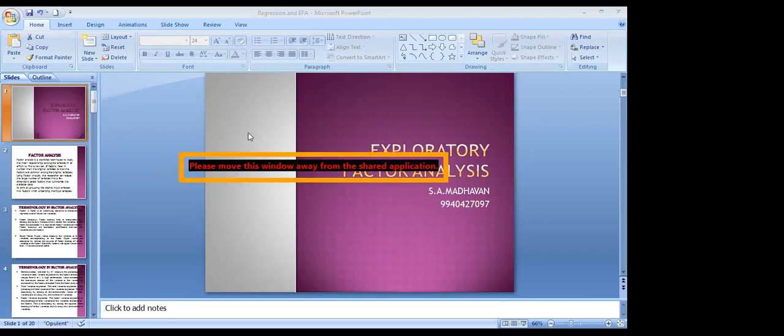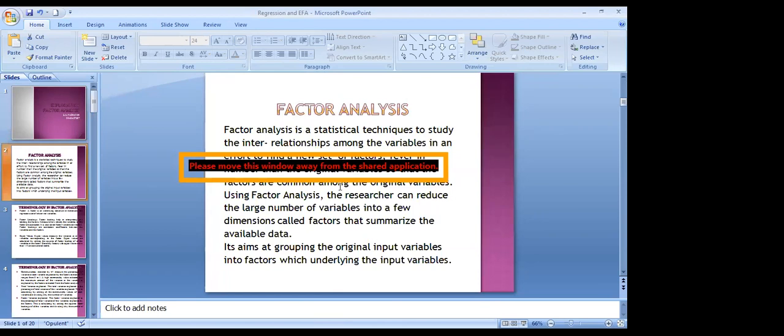So this is about factor. What is the meaning of factor? So here, please move this window away from share application, right?